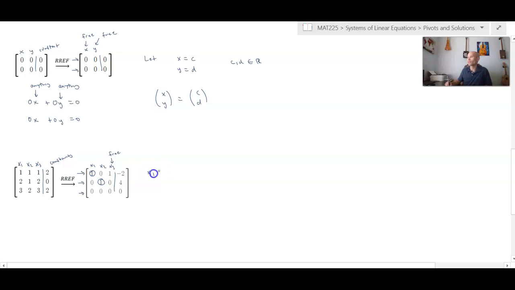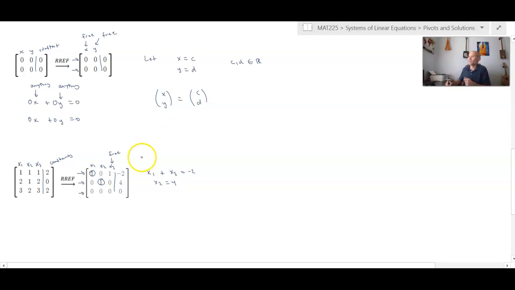First equation is 1x1 plus 0x2 plus 1x3 equals negative 2. The second row says 0x1 plus 1x2 plus 0x3 equals 4. And all right, yeah, we can see that x2 isn't free. x2 has to be 4.